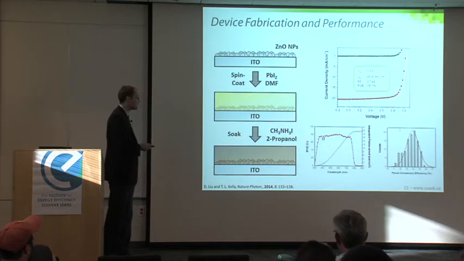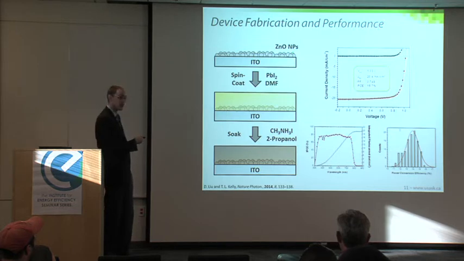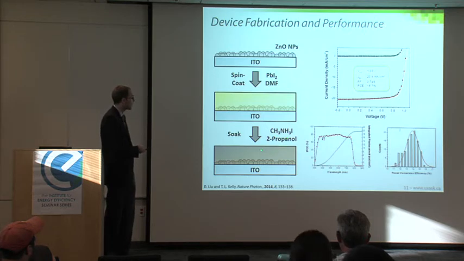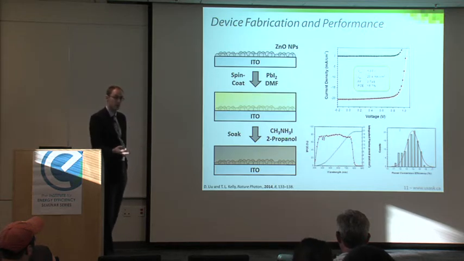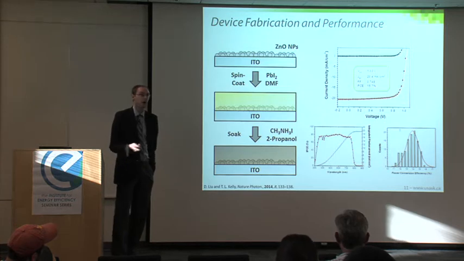We produced a thin film of zinc oxide on ITO, and then we followed Gratzel's protocols. So spin coating a layer of lead iodide from DMF, soaking that in the methyl ammonium iodide solution, forms the perovskite, and we finished that off with a spiro-OMeTAD hole transport layer and a silver counter-electrode. And the devices actually worked pretty well.